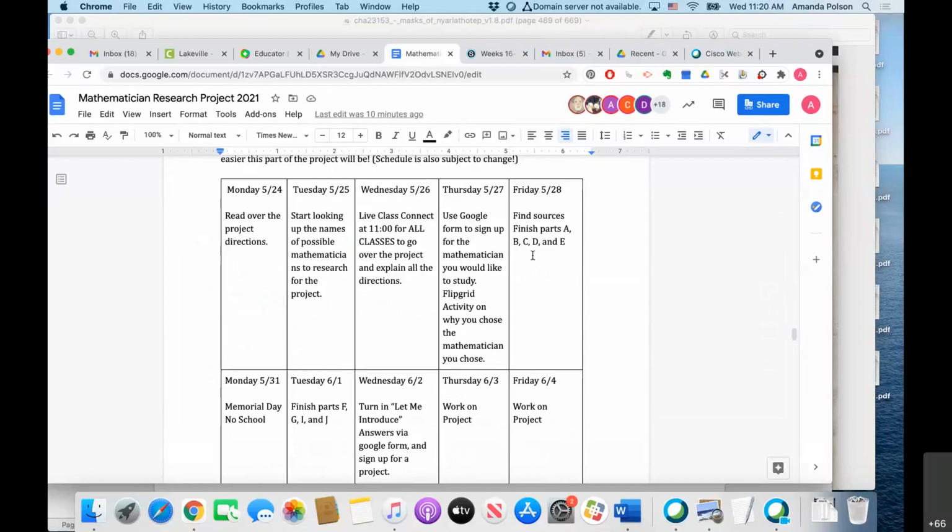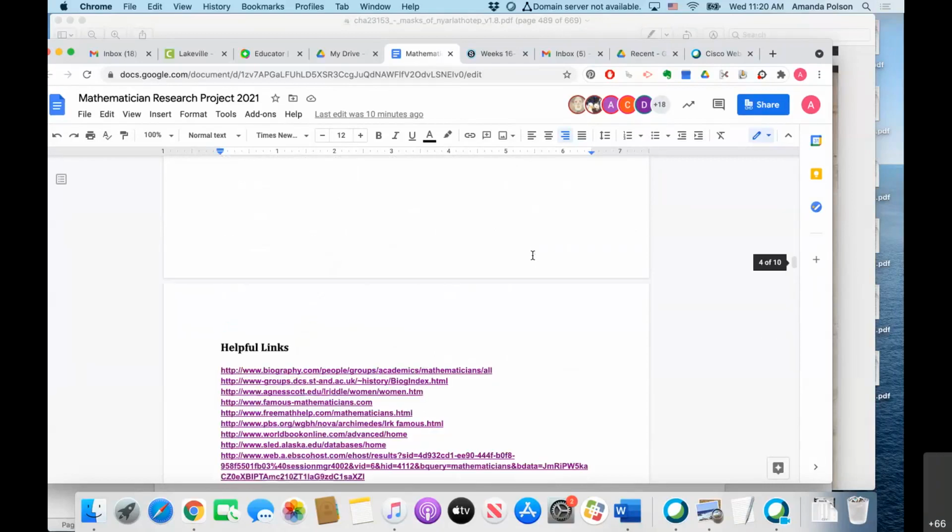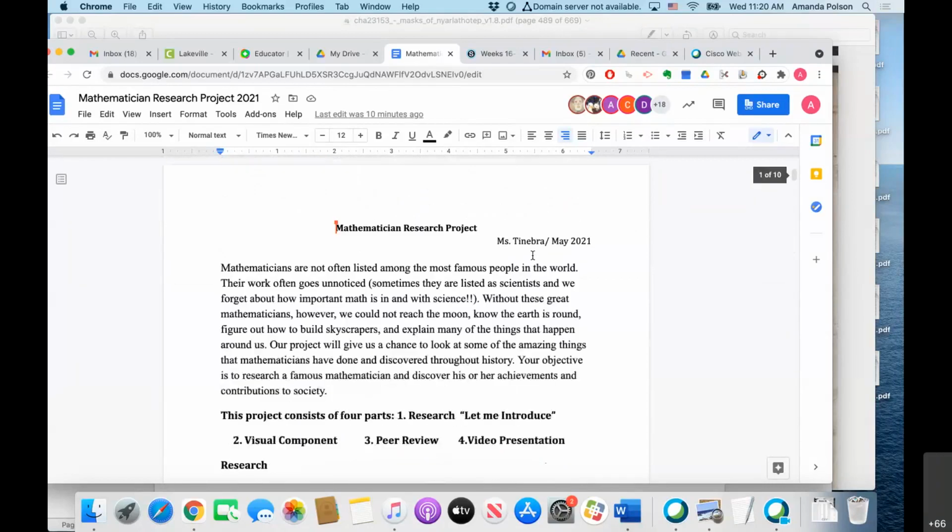I was looking at it during this. I was wondering where I could find the parts A, B, C, and D, and the rest of them. I'm going to show you that in just a moment. Okay. All right. So that is the choosing our mathematician part, okay?